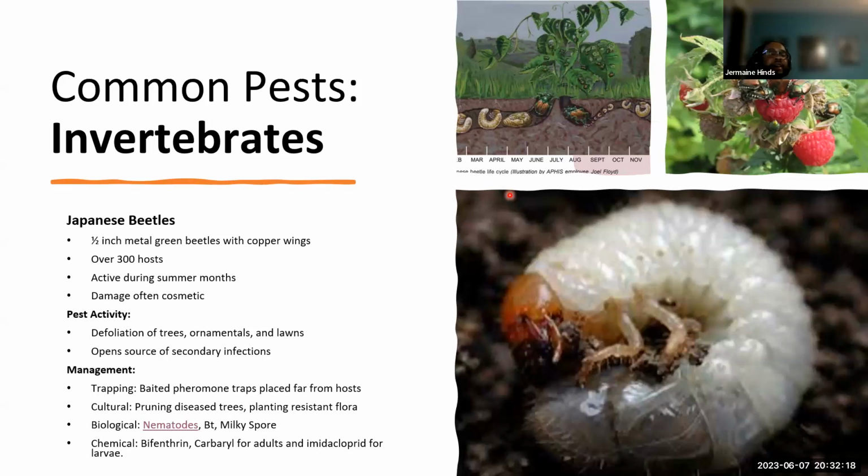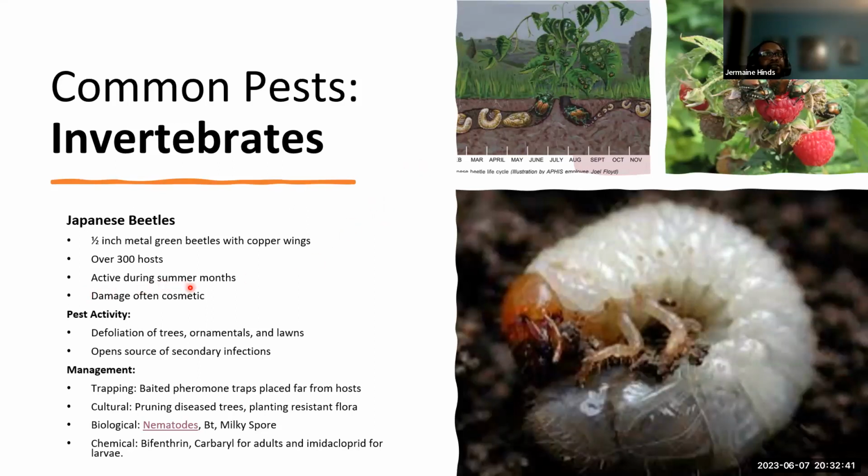One of the insect pests, Japanese beetles, right? So these are half-inch meadow green beetles, and they have copper wings. Japanese beetles have over 300 hosts. They eat pretty much anything, and just last year they kind of totaled my rose bush. It still survived, but they chewed away a lot of the leaves.